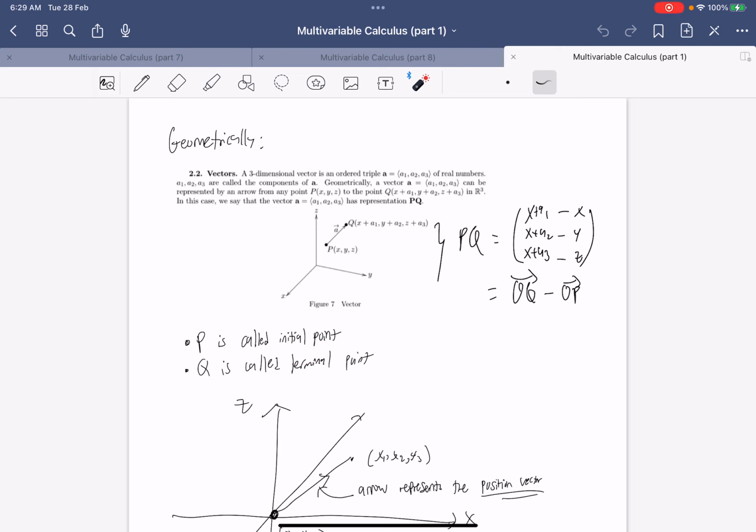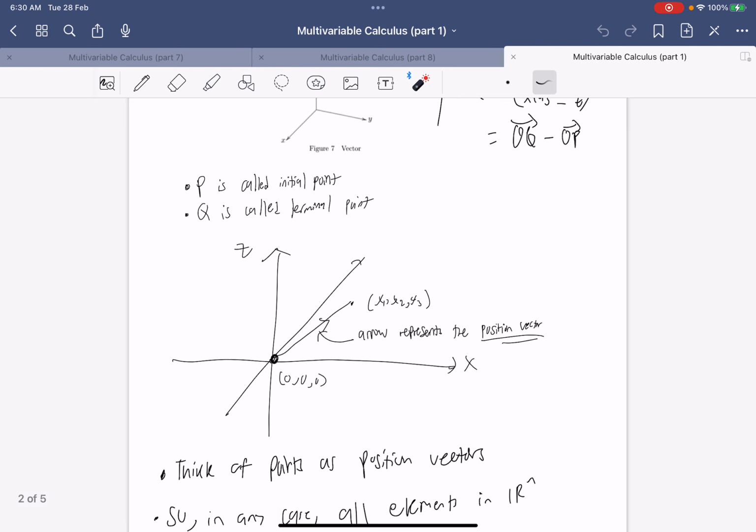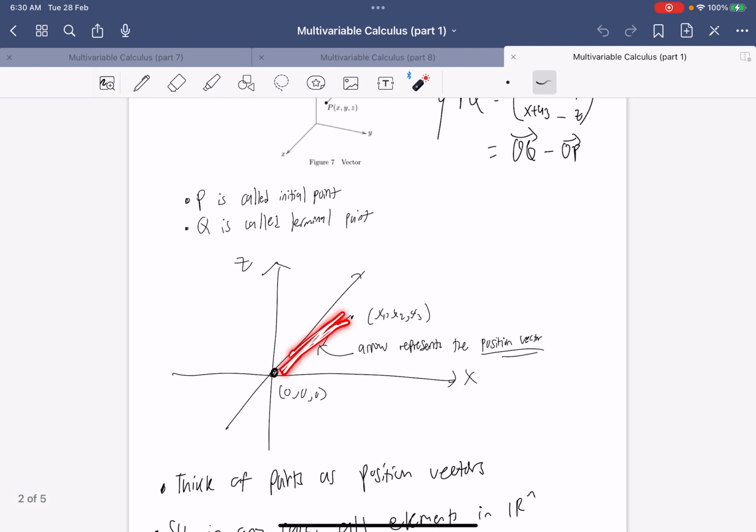Now you might be wondering, why can the ordered tuple represent this arrow and also represent the point? Well, that's because the point is actually an arrow from the origin. You can imagine your point as a vector from the origin. This arrow is called the position vector. That's why we can also think of points as position vectors. This position vector really means a reference to the origin.